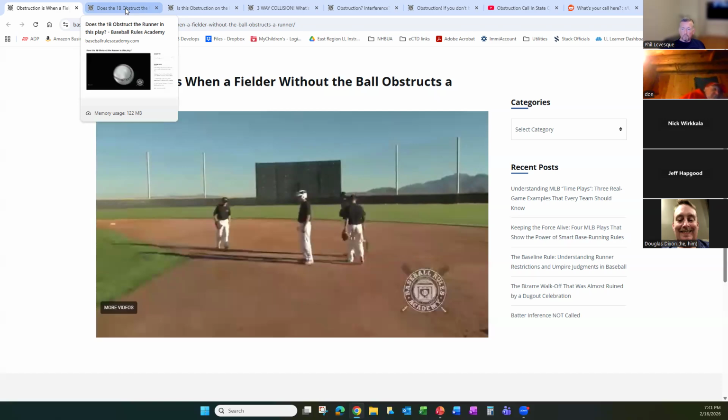So let's say in this rundown scenario, the second baseman overthrows the first baseman and the ball goes in the dugout. The mandatory award is second, but the dead ball award is third. We're going to put him on third.